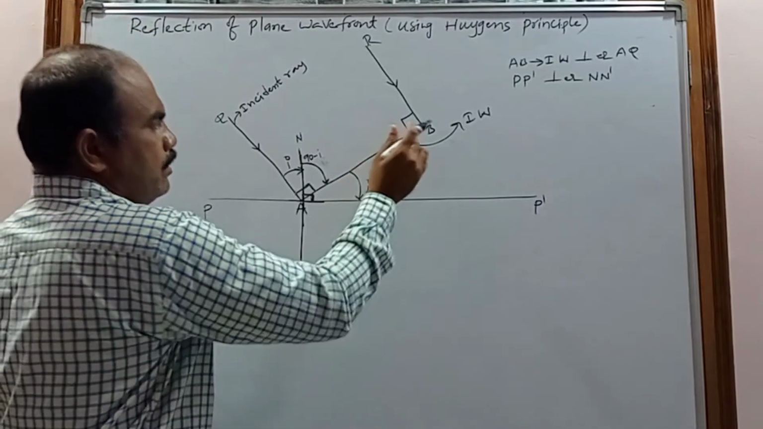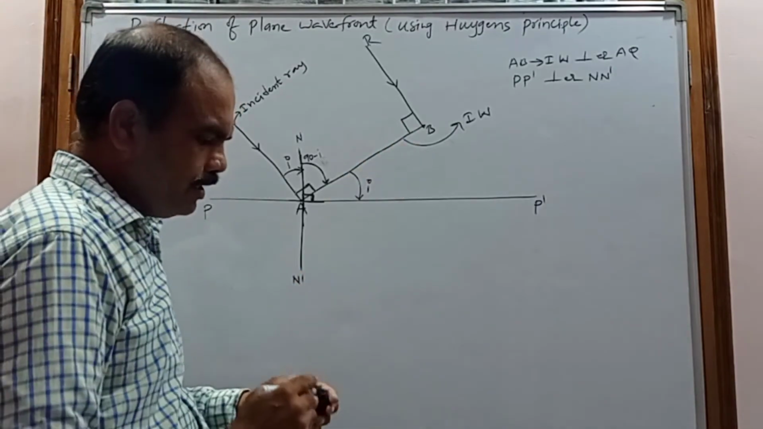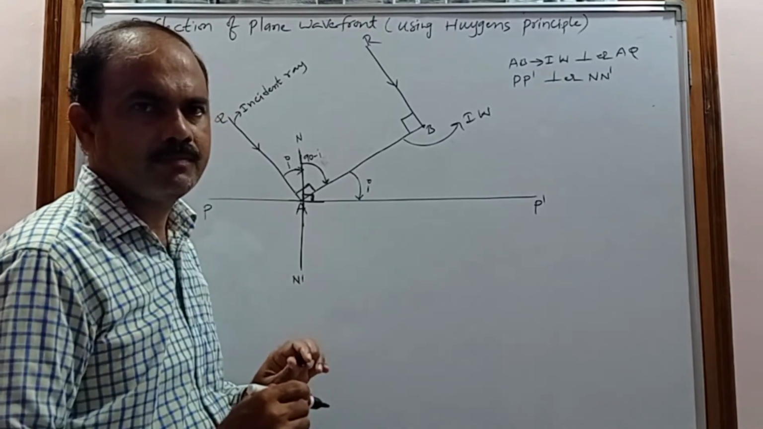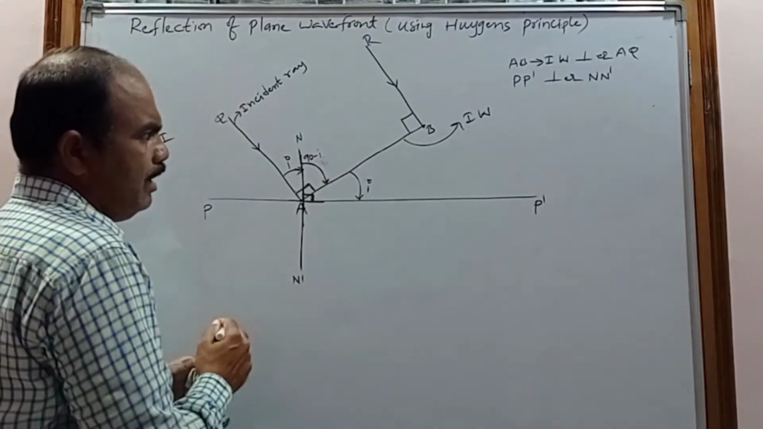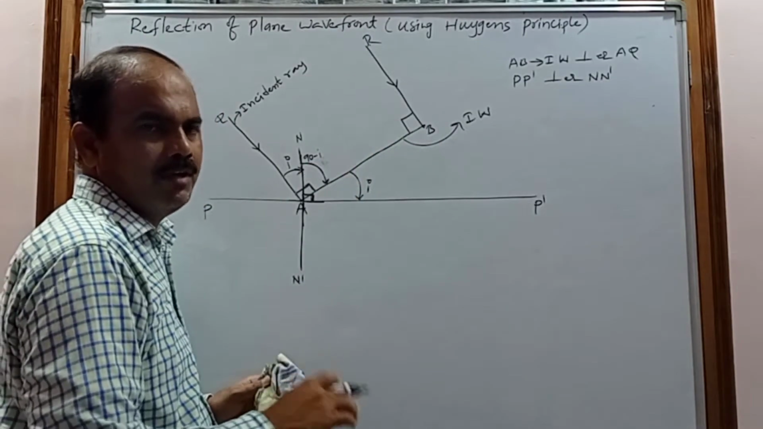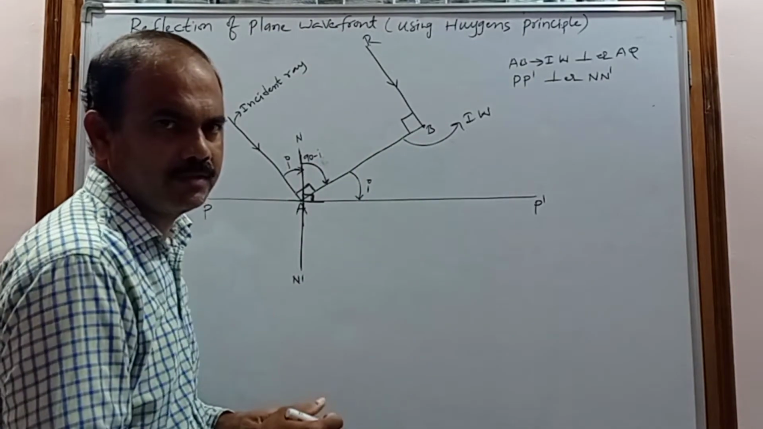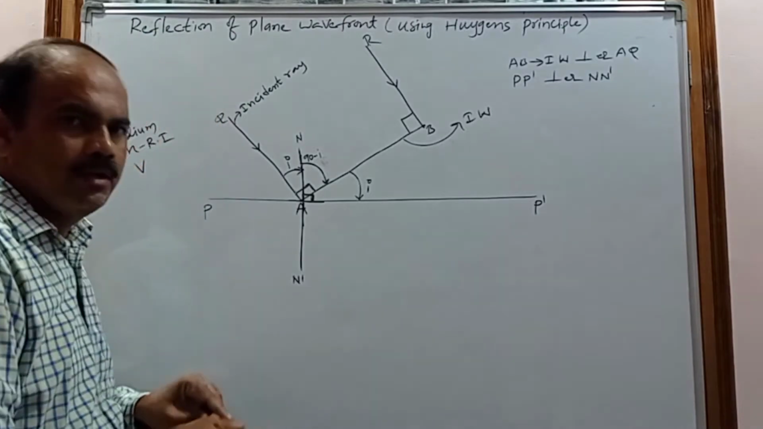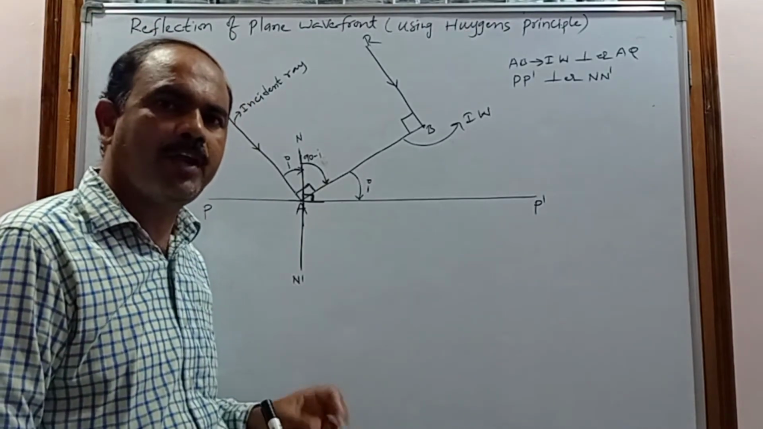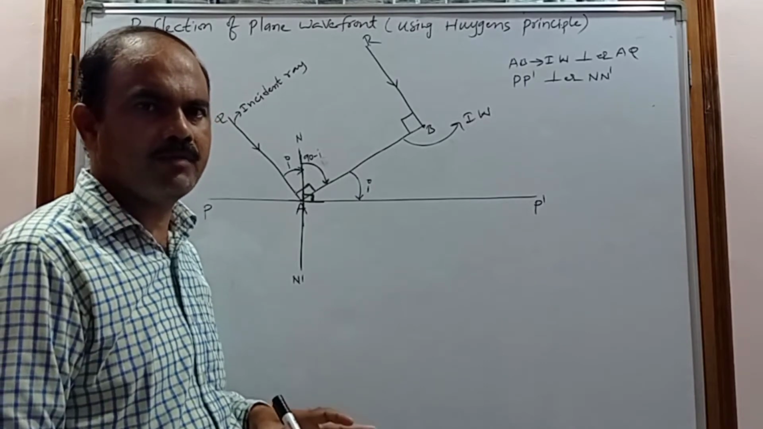Okay. So you got that. So the incident wavefront is making how much angle with the surface. But after some time the plane wavefront is not at the same place. It will go to a new place. So after some time t, what is the new position of the plane wavefront?